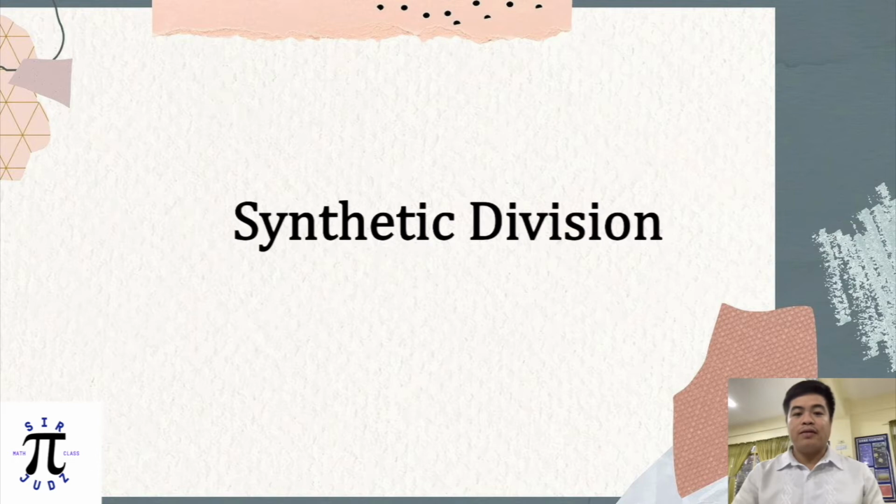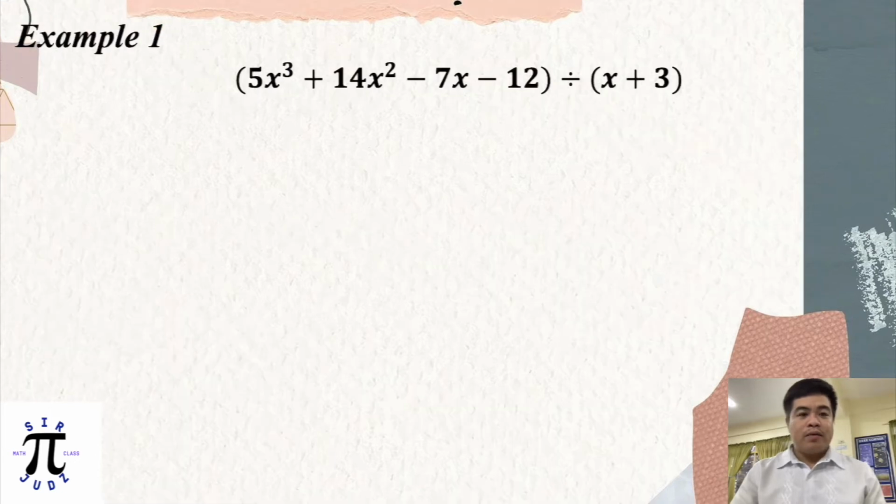Synthetic division. Actually, ang synthetic division, nagdi-divide ka ng polynomials, pero in the process, walang division na mangyayari. So, we have an example. Suppose we have 5x cubed plus 14x squared minus 7x minus 12 divided by x plus 3.